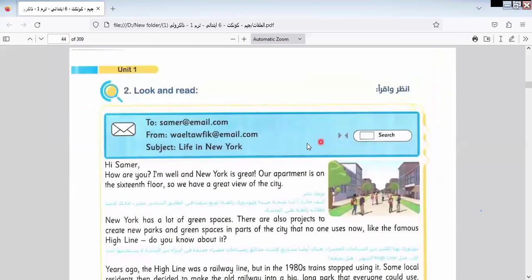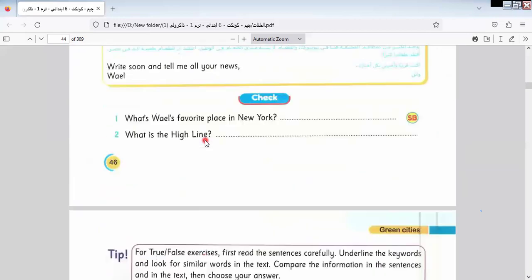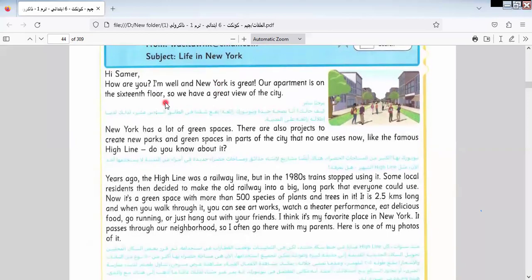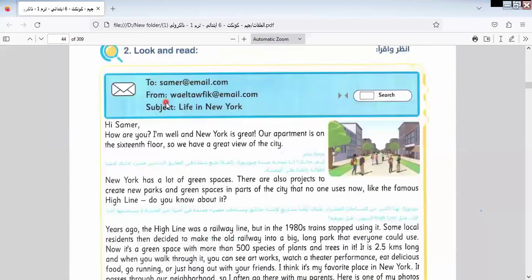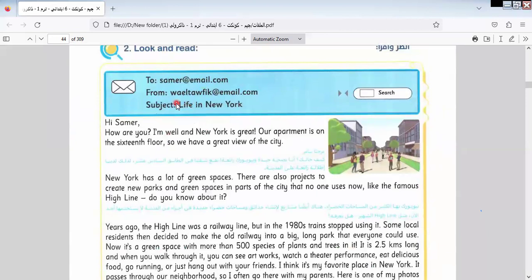Okay. Here we have how to write the email. Here is an email and how to write it. To Summer at email.com, from Walid Tawfiq. Walid Tawfiq is at email.com. Subject: Life in New York. Here, Walid Tawfiq sends an email to Summer to talk about what life is like in New York.